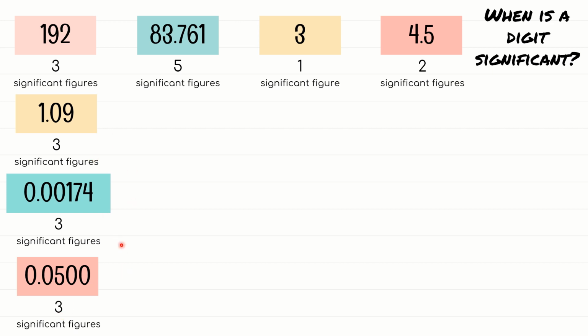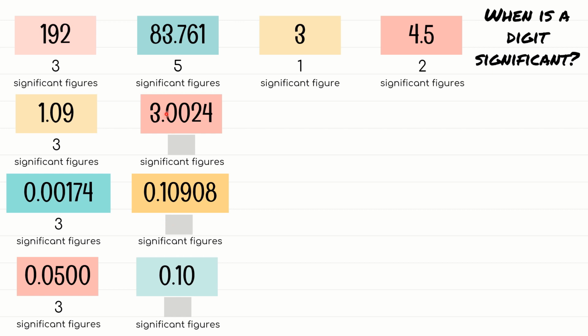So with this idea about decimals and how we see zeros, let's try some examples. Let's look at the number 3.0024, 0.10908, and 0.10. How many significant figures do you think there are? Let me give you a 30-second pause to think about this. You may wish to pause this video for a while to think.